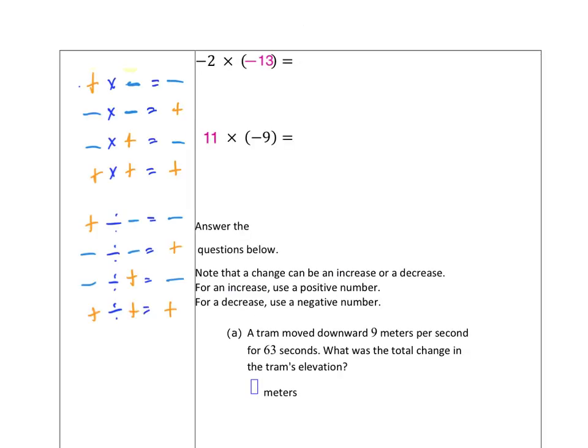Okay, so again, you should be remembering the rules. So a negative times a negative is a positive. 2 times 13, just like in the multiplication table, and that's going to be 26. When you look at the next one, it's a positive times a negative, which is going to come out to be negative. When you look at the multiplication table, 11 times 9 is just 99. Okay, so that's the review of that.